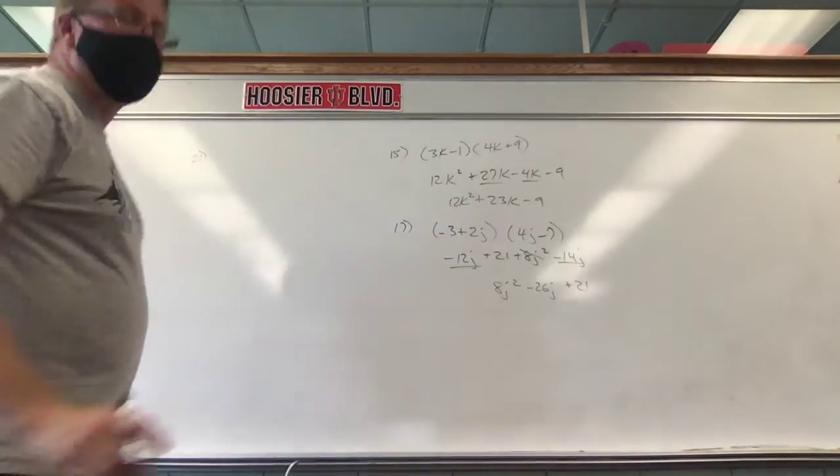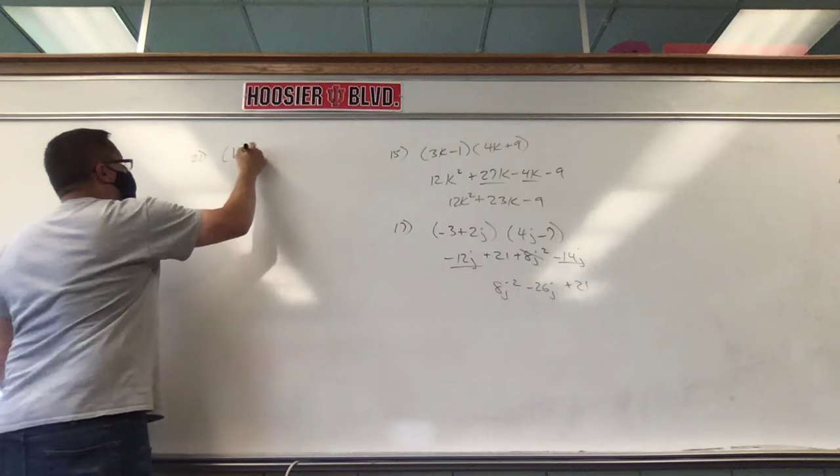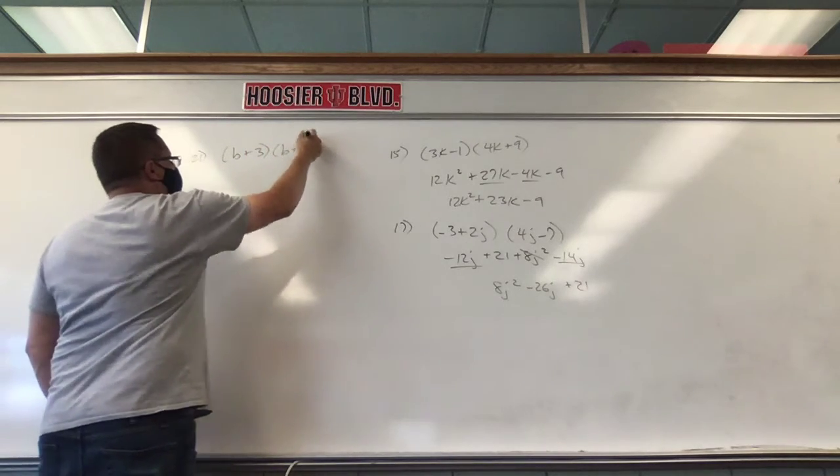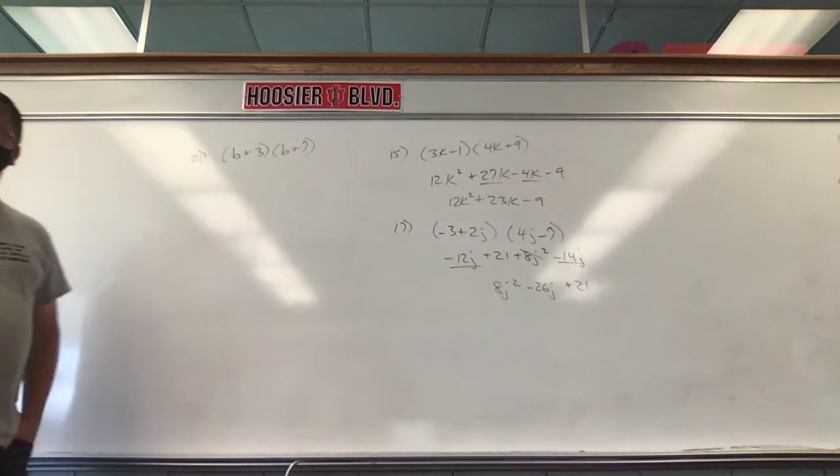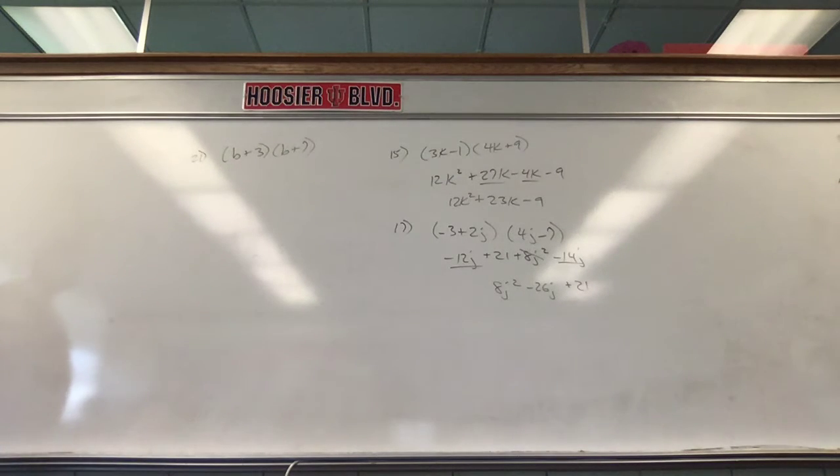b plus 3, b plus 7. I'm going to shut my mouth for 30 seconds. Go ahead and do this one. FOIL it out. I'm going to give you the answer in a few minutes, but go ahead and try it on your own. Okay?